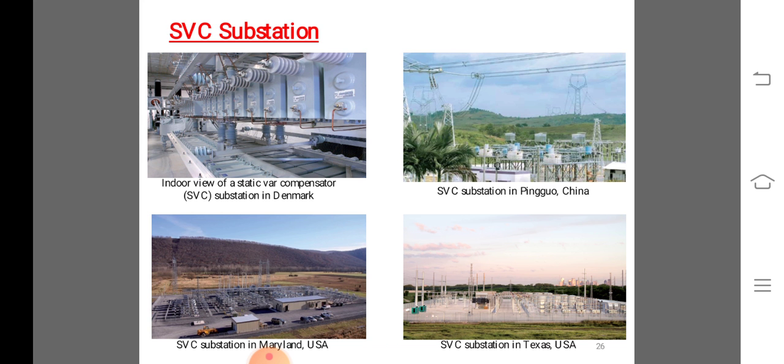So it has some applications of static VAR compensator. Those applications are connected to the power system to regulate the transmission voltage, that means transmission SVC, and connected near large industrial loads to improve power quality, that means industrial SVC.